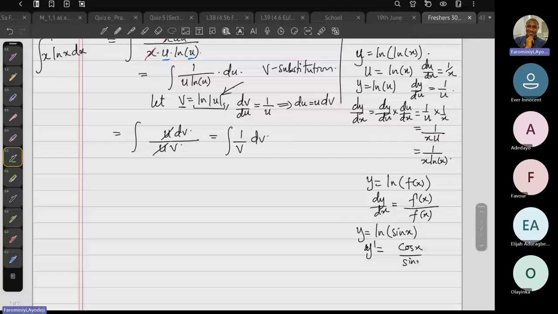So the integral of 1 over v is natural log of v plus c. Then we remember that v is natural log of u. So that is natural log of u plus c. Then we remember again that u is equal to natural log of x. So the answer is natural log of natural log of x plus c.